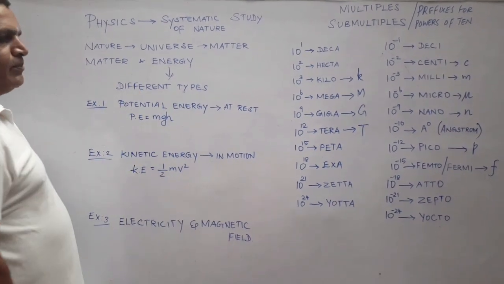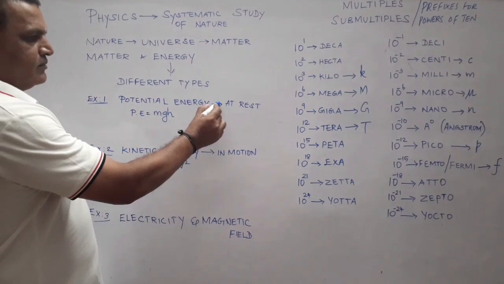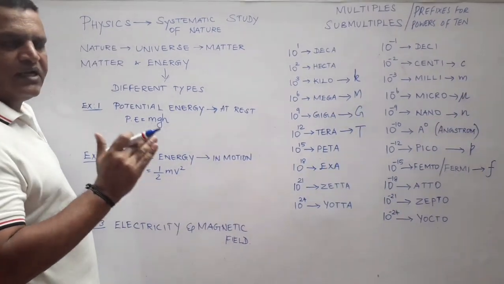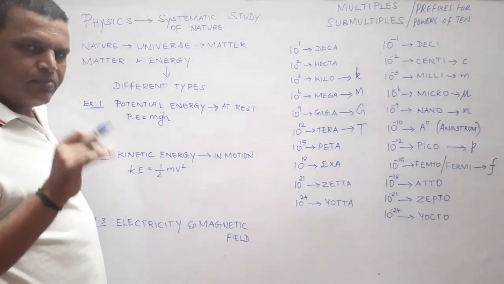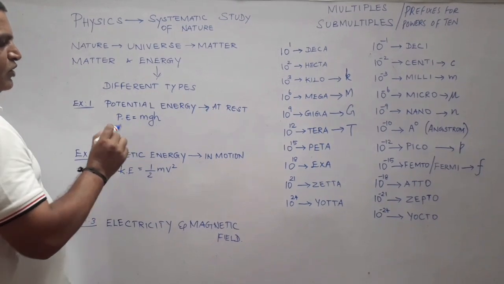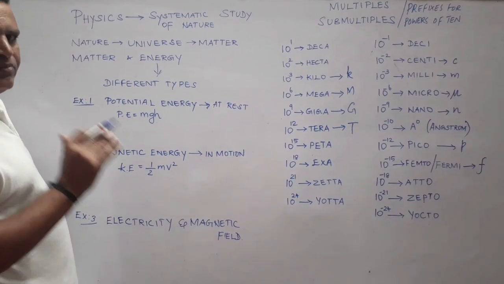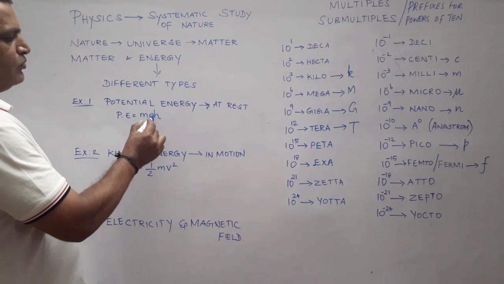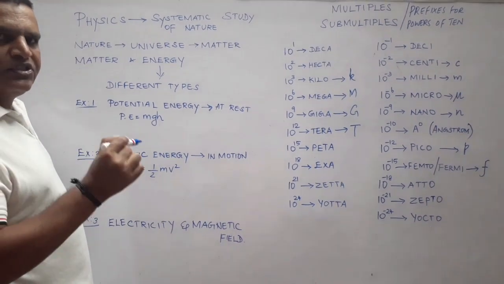Potential energy, for example. The proper definition is the energy possessed by a body which is at rest. The formula used to find the potential energy of an object or a body is simply potential energy equals m into g into h. M, g, h.